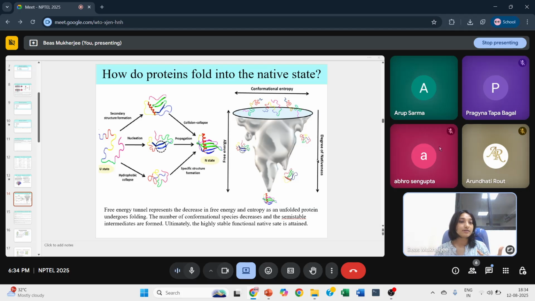So what is this entropy? Entropy means the degree of randomness in the system. As the unfolded protein undergoes folding, the number of conformational species decreases and semi-stable intermediates are formed. Ultimately, the ones that you can see in that image, right? They are forming these tiny, what do you call this? The local minima. These are called the local minima, and the one in the center that you can see forms the global minima. Okay, so ultimately the highly stable functional native state is attained.